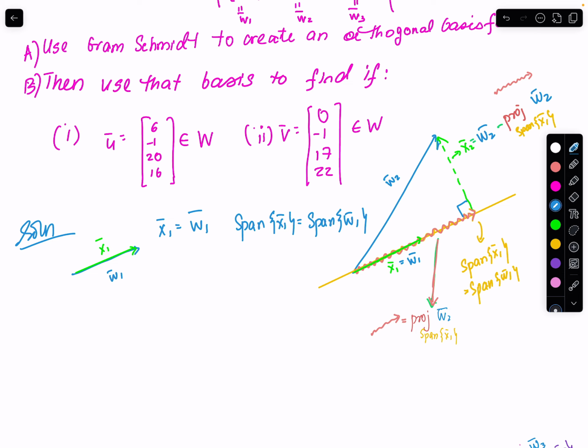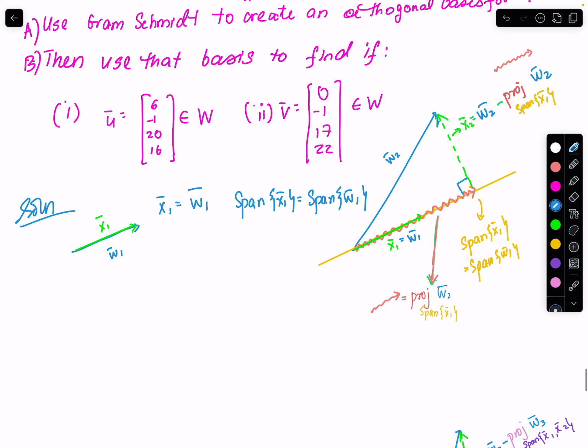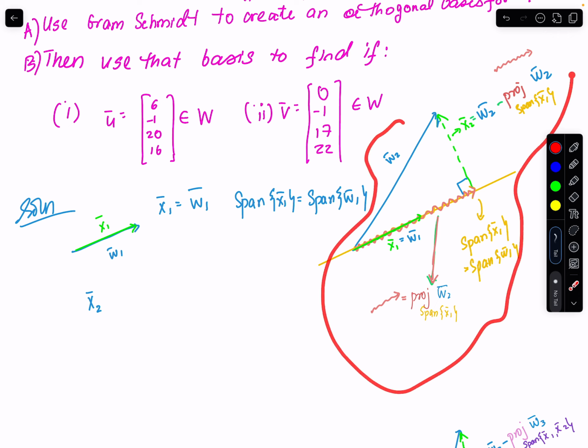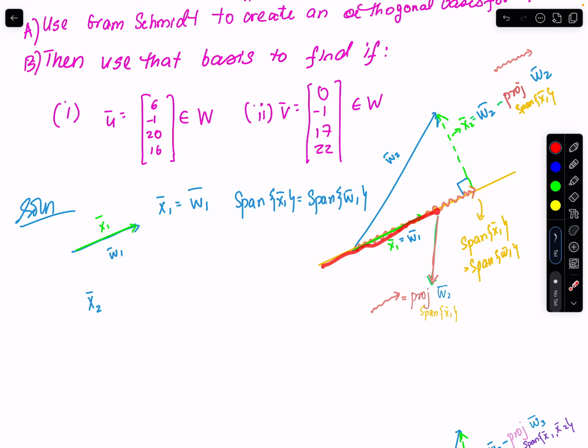All right, so that's our first vector. Next, we will create the vector x2. And that vector x2 will be orthogonal to x1. Now, how will we do that? Let's look at this picture right here. This yellow line depicts the span of x1, which is the same as the span of w1. And here's the vector w2. What we look at is the projection of w2 onto the span, which gives us this squiggly coral colored vector. And we look at w2 minus that projection, that will give us x2.